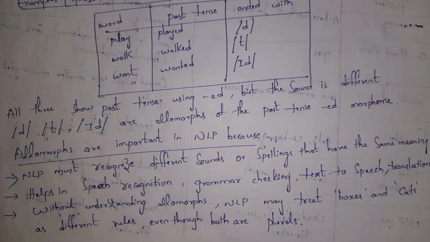Without understanding allomorphs, NLP will treat boxes and cats as different. So with the help of allomorphs, NLP will understand that even though sounds are different for these both words, they belong to same word form, that is plural.